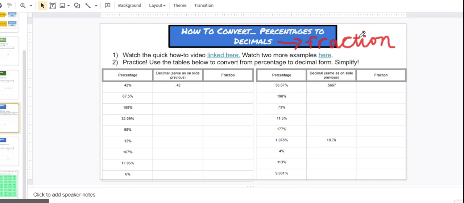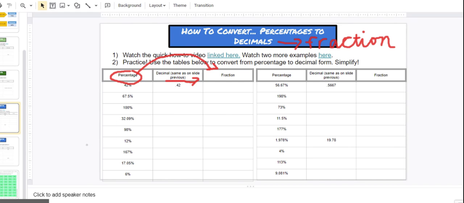it's really helpful to have the decimal conversion done. So you're going to essentially be combining two conversions you know how to do or will learn how to do in order to convert a percentage into a fraction. This middle step here is just really helpful in order to help get you there.